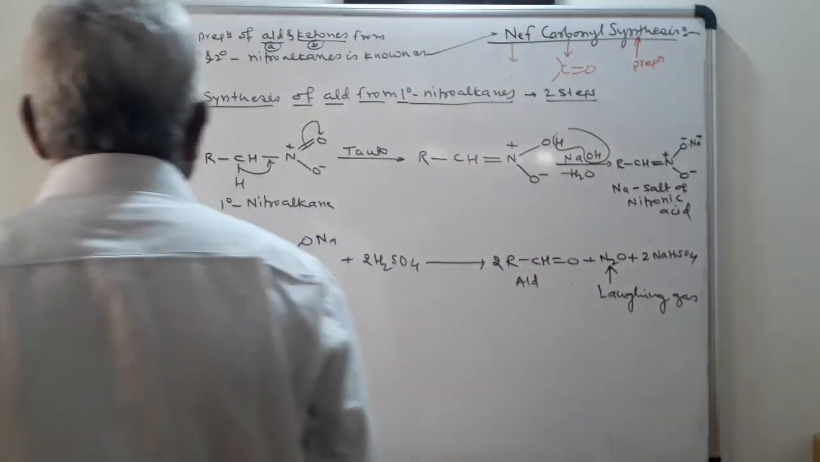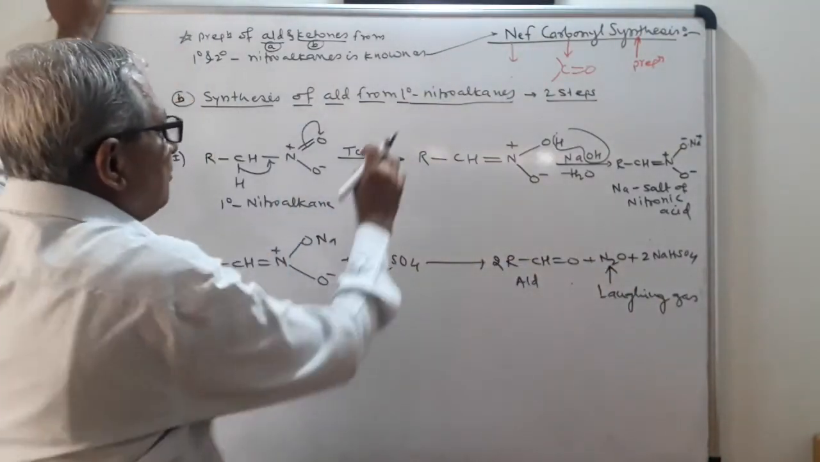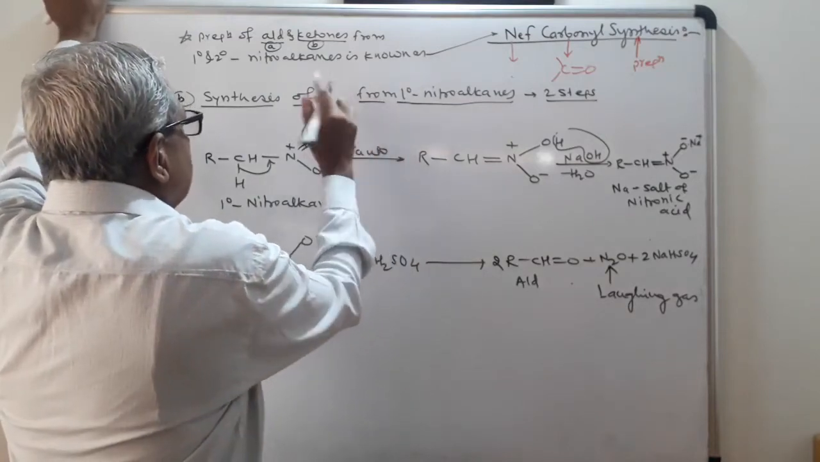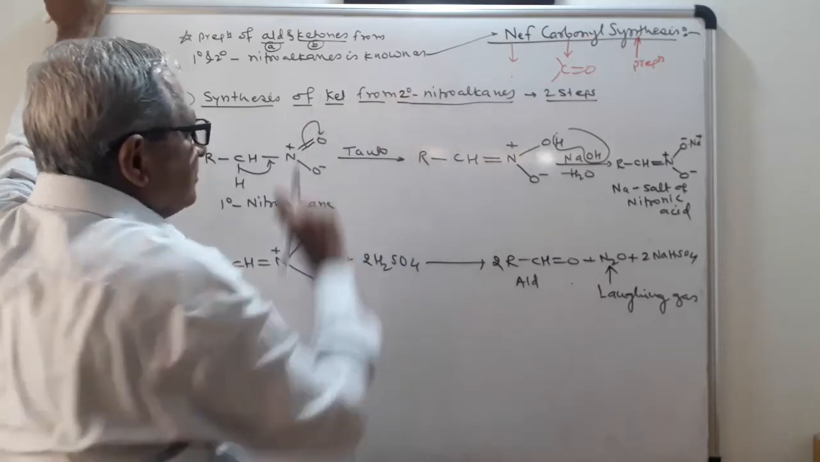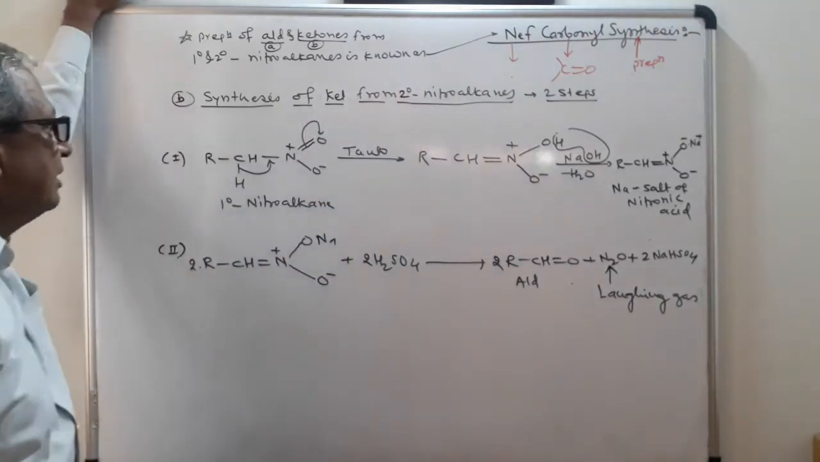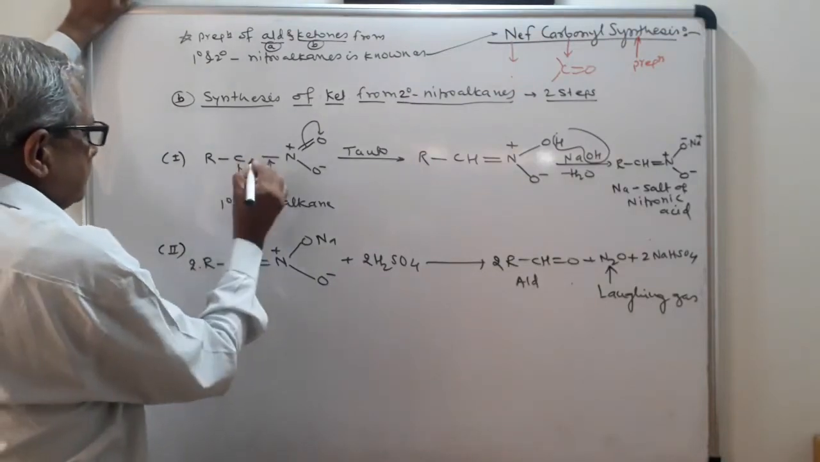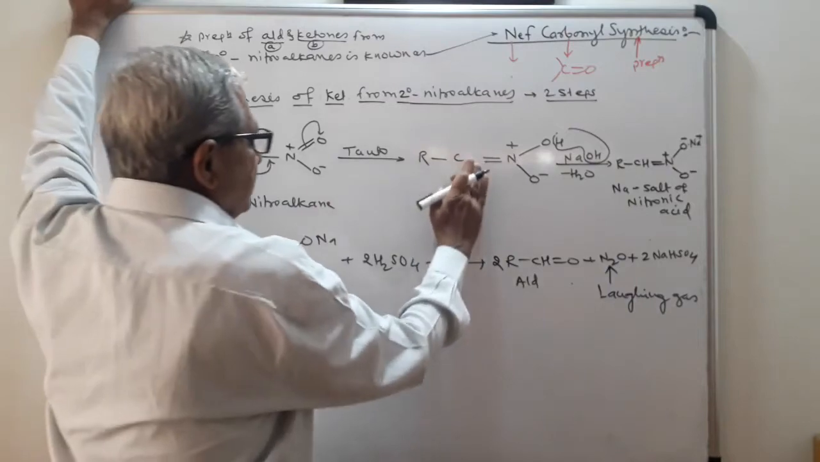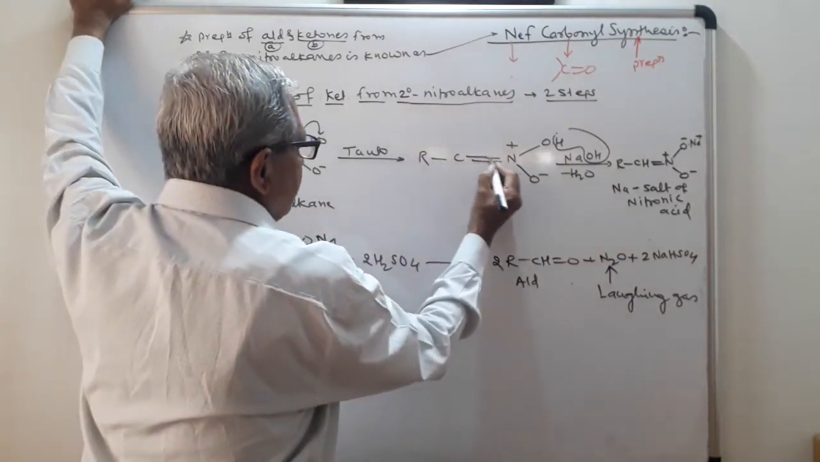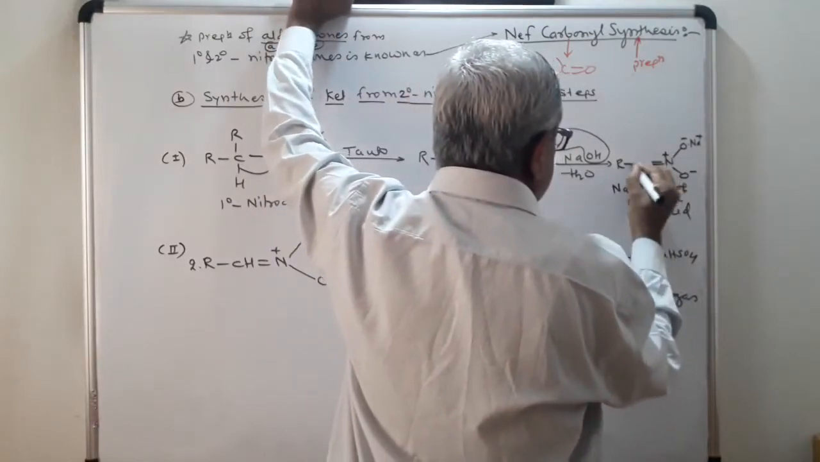Now I will explain the B part. B part is the synthesis of ketone from secondary nitroalkane. If you understand this synthesis, then you will understand. So I will make the change here. Only this hydrogen atom is substituted by R. Similarly, substitute this hydrogen atom by R. Again you will get R here. Same reaction.